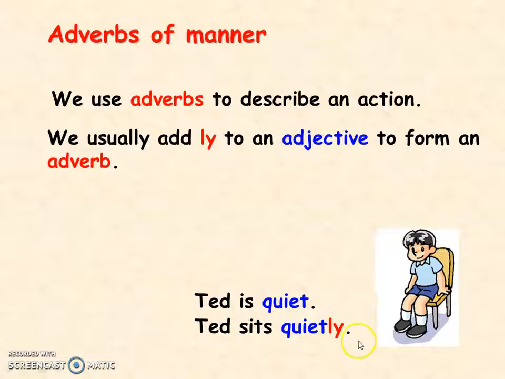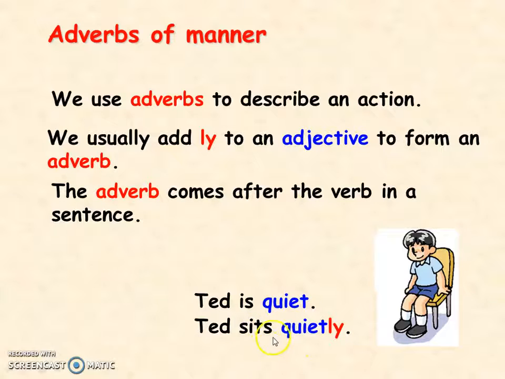Do you know what's the action in this sentence? Yes, the action is sits. So quietly is describing how Ted is sitting, describing his action. And the adverb usually comes after the verb in the sentence. So sits is the verb and the adverb is quietly. Quietly comes after the verb.